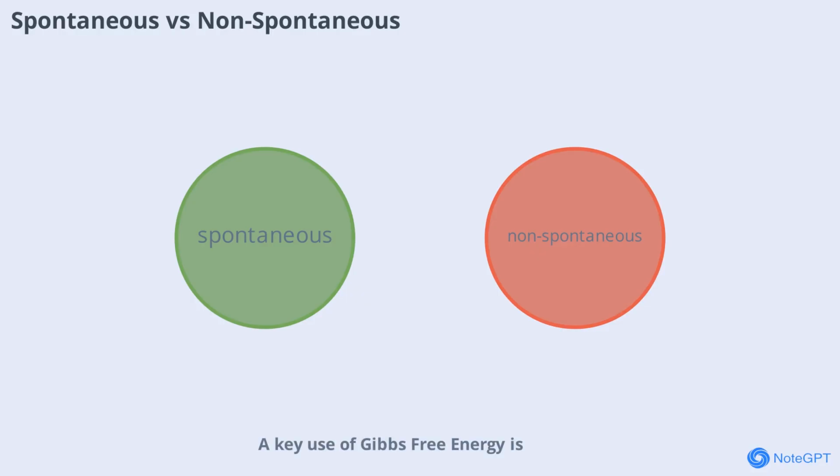A key use of Gibbs free energy is predicting whether a reaction is spontaneous or non-spontaneous. If the change in Gibbs free energy, delta G, is negative, the reaction occurs spontaneously. If delta G is positive, the reaction requires energy input to proceed. This simple rule allows chemists to quickly assess the likelihood of a reaction happening under given conditions, making it a powerful tool in both research and industry.